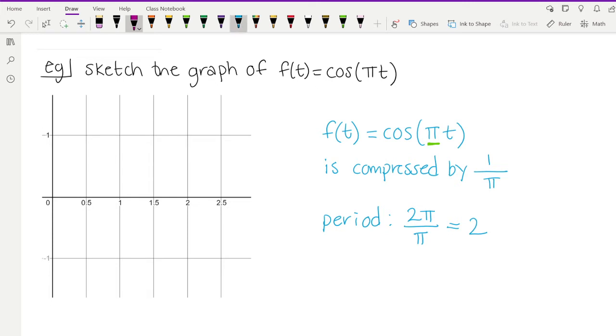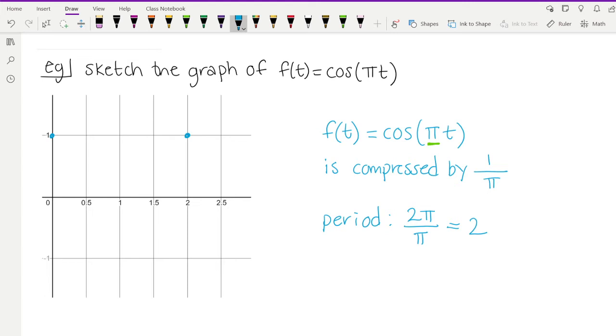Okay, so what is this going to look like? Well, we know that it's going to go through its full cycle between 0 and 2. And so now we want to remember what the shape of cosine looks like. So the shape of cosine, the cycle starts at a height of 1, right? And so we're going to start at 0, 1, and then we're going to reach that same height at the end of the cycle, which in this case, because the period is 2, is going to be at 2, 1.